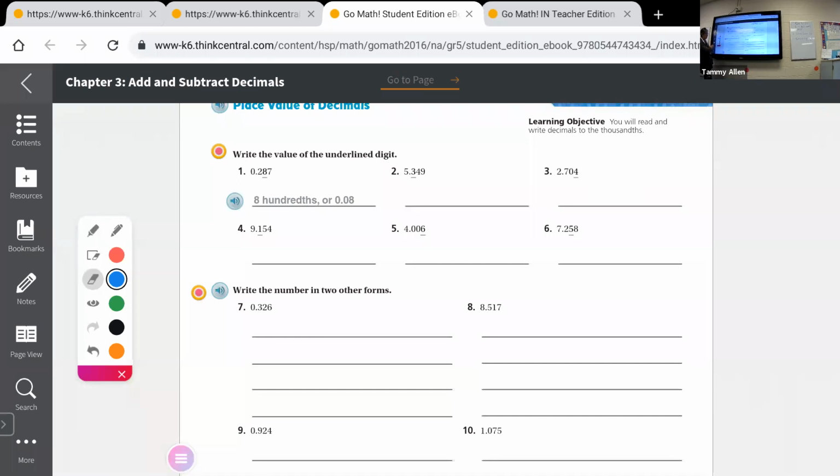Now, how do we write it in expanded form? 3 multiplied by 1/10 plus 2 multiplied by 1/100 plus 6 multiplied by 1/1,000. Okay? Questions on that? Make sure you're making corrections.